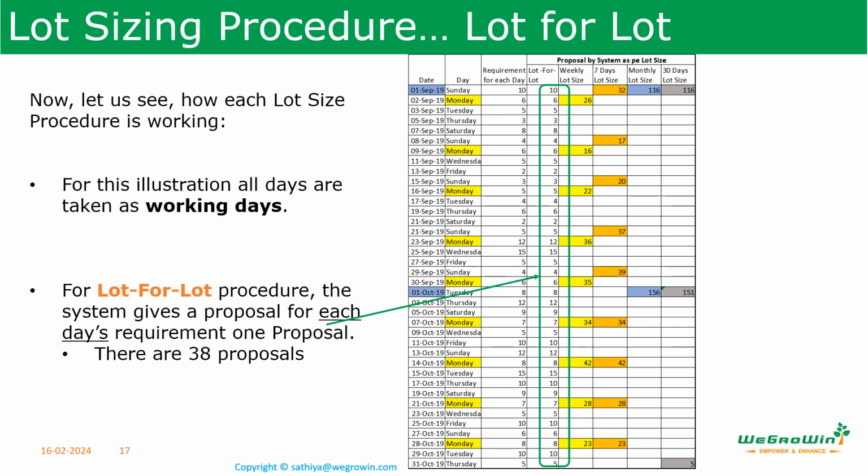System is giving 10 numbers as lots per lot procurement proposal. Similarly, if you take 9th September, system is giving 6 as the requirement. Similarly, if you take 15 September, system has given 3 as the requirement, which means lot for lot procedure gives the proposal for each day's requirement as an individual proposal. If you go like this, there will be 38 proposals, meaning 38 purchase requisitions or production orders have to be created if you go for lot for lot in this example.